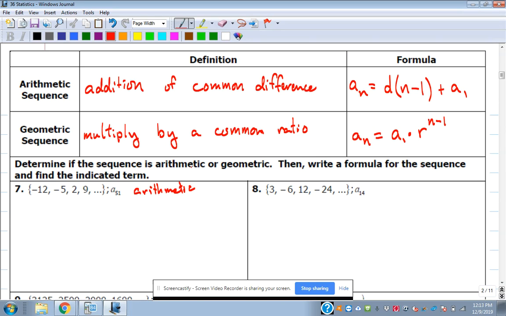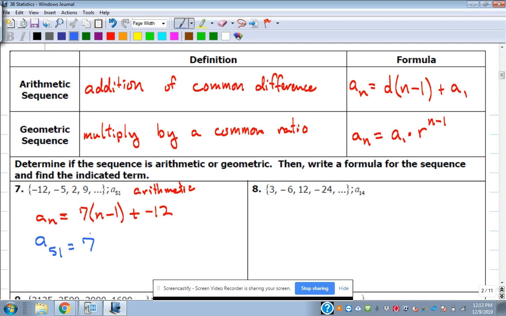Now I want to write that formula using this thing up here. It's arithmetic. I'm going to use that formula up there. Okay. So a sub n equals the common difference. How much are we adding every time? Positive 7. Times n minus 1, plus the first term. What's the first term in that sequence? -12. So that's what's going to go there. Now I have a formula for finding any term I want to. I want the 51st term, so I'm finding a sub 51.